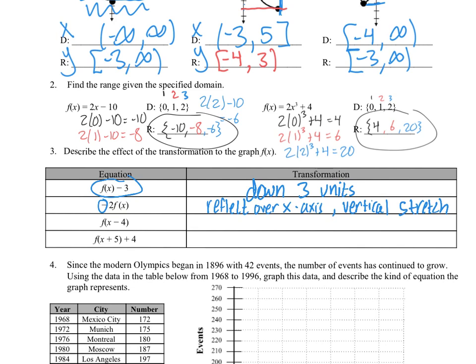Second one, you're affecting that x. So remember, the x was opposite on the inside, so you think a negative would go left, but that is just the opposite of what you may think. So that minus 4 on the inside there is going to move it right 4 units. And then this one has both. So remember, opposite on the inside, so the positive is going to move it left 5, and then the 4 on the outside is going to go up 4.